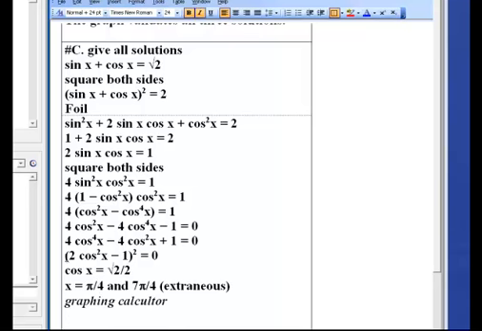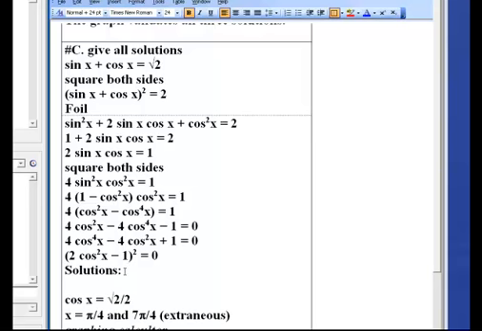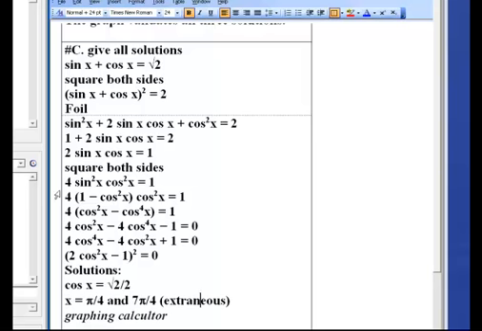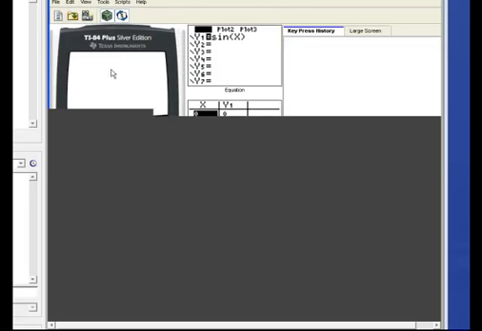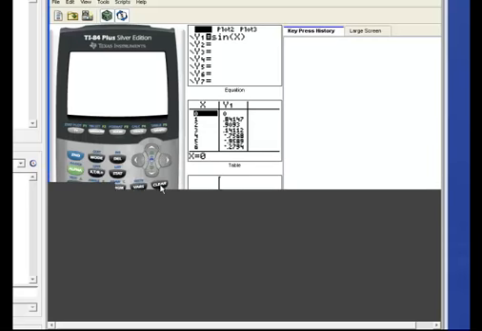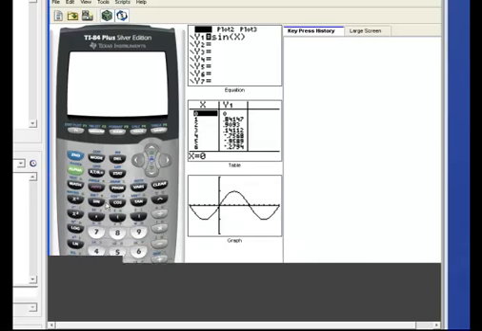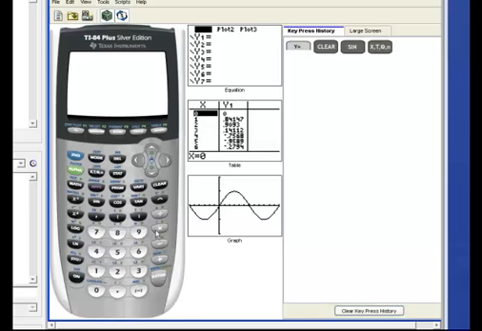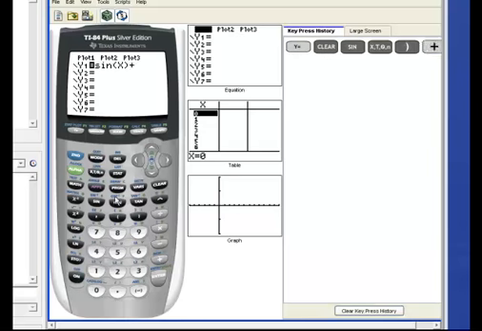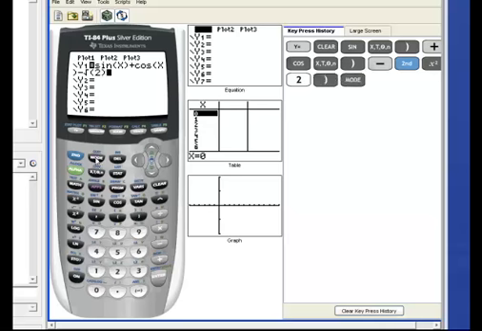the graphing calculator. So here, these are the solutions. Okay, go over there. And let's see. Okay. I'm going to plug in the very original one, which is sine x plus cosine x minus the square root of 2. I have to be in radians, so I'm going to double check that.